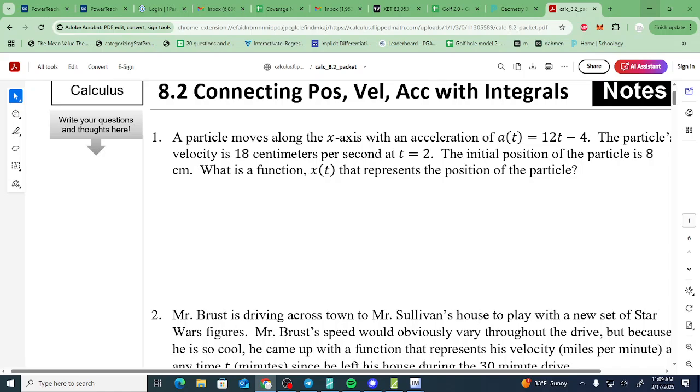What do I have? 6t squared minus 4t plus c. So they tell me the velocity is 18 when t equals 2. So I'll put an 18 there. And then we can find out what c is.